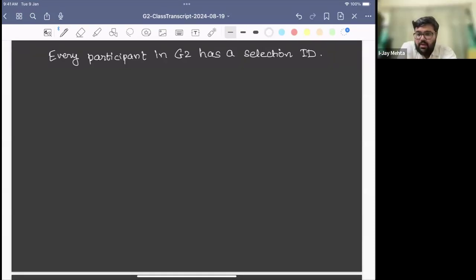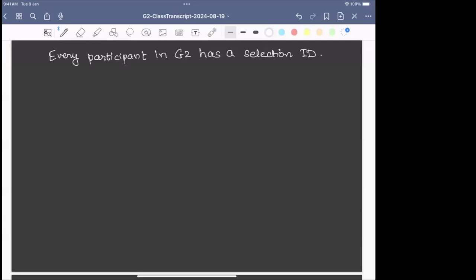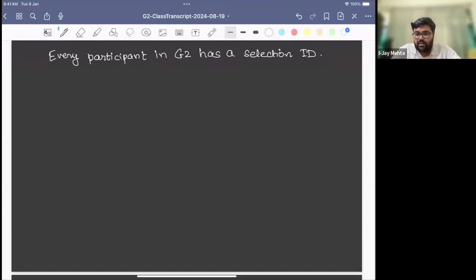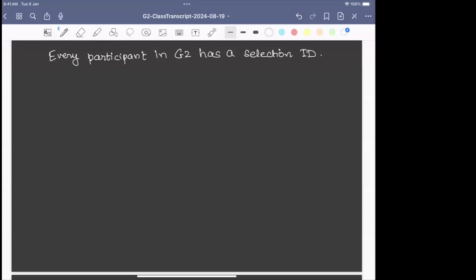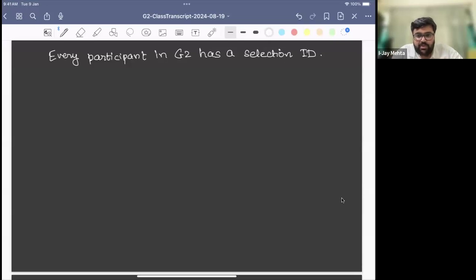Okay. So Sumit, do you think it is true? Why do you think it is true? How do you check it? Because every participant in G2 has a selection ID. How do you check? Because I received a mail, and in that mail there is a PDF of G2 with room number, and the ID is also mentioned. Yeah, selection ID.